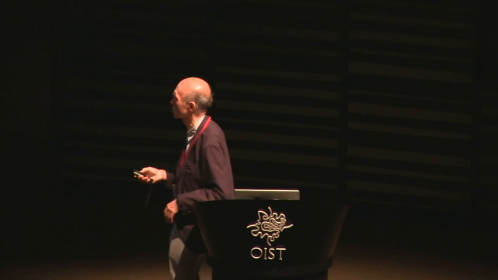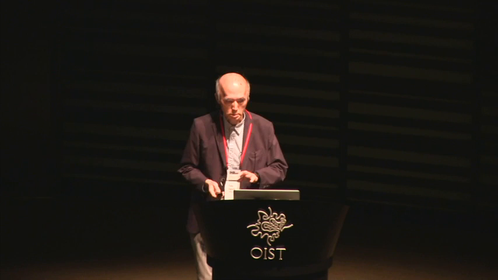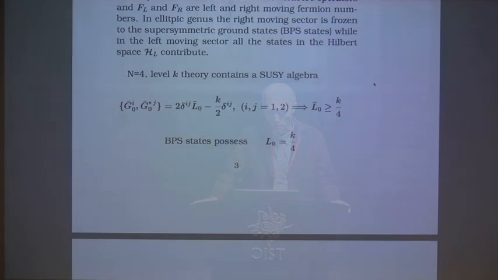BPS state. If you read the details of N equals 4, the level k algebra contains the following term: G0 is a zero mode, G bar is right moving, the commutator of G0 i bar and G0 bar star j is equal to L0 bar minus k over 2.